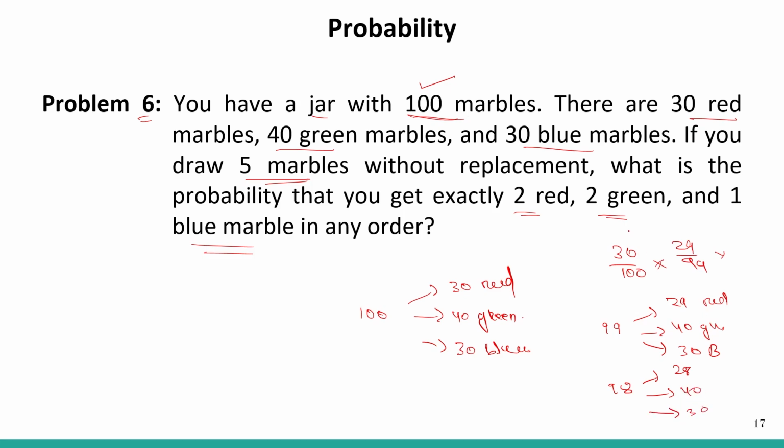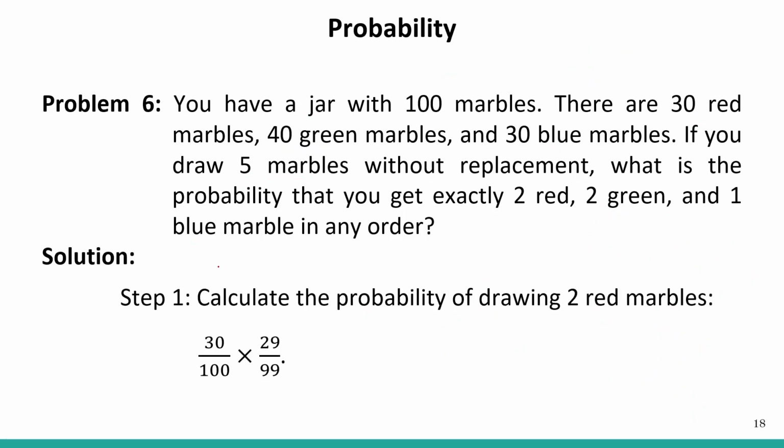Then getting a green one will be 40 by 98, multiplied with 39 by 97, because the next scenario will be 97, out of which 28 are red, 39 are green and 30 are blue. Then we multiply with 30 by 96, then by 29 by 95. Right now we have drawn 5, and we want to pull only 1 blue marble, so this will be the answer.